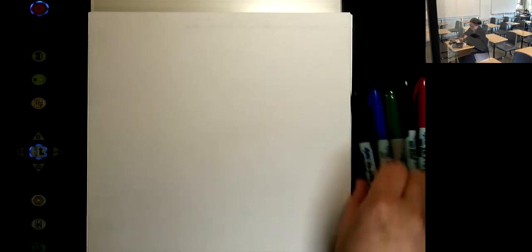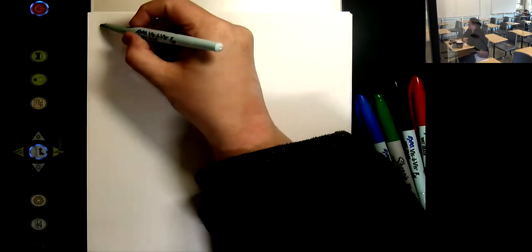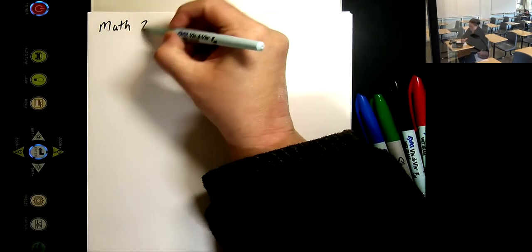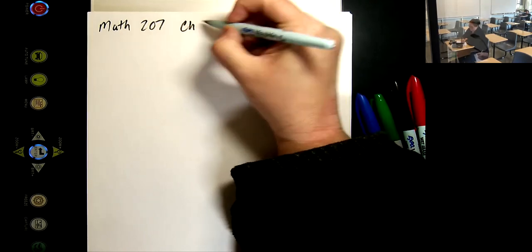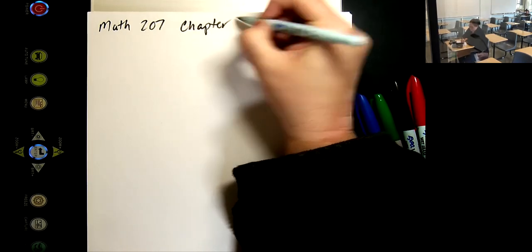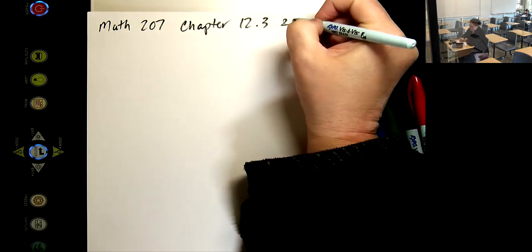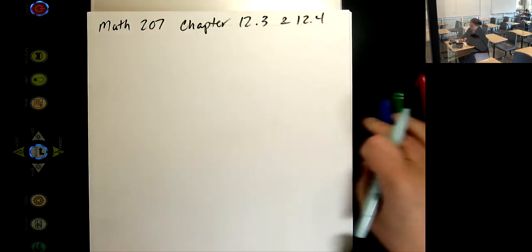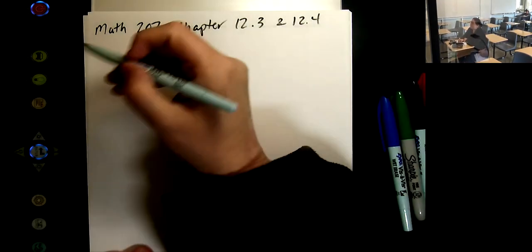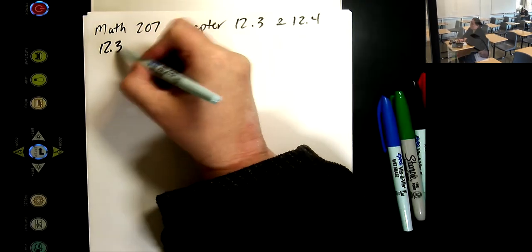All right, we were doing some more stuff with the roots and radicals in chapter 12. Doing 12.3 and 12.4 today. And 12.3 is on combining radicals.